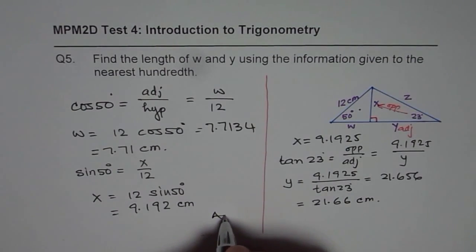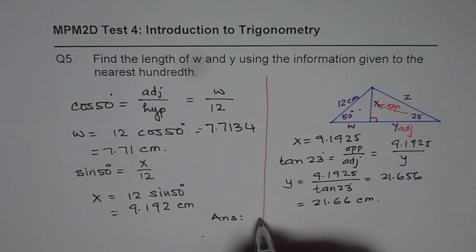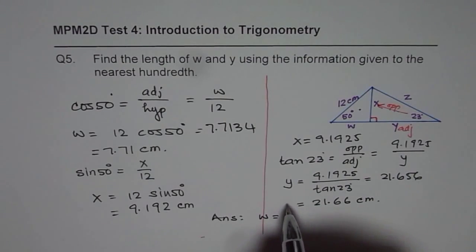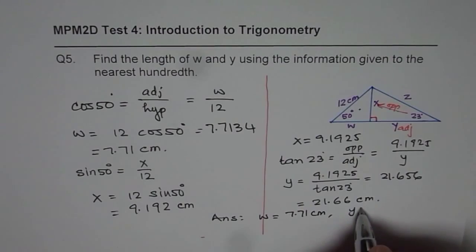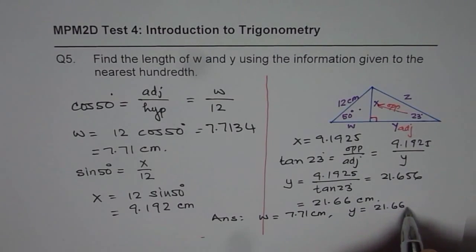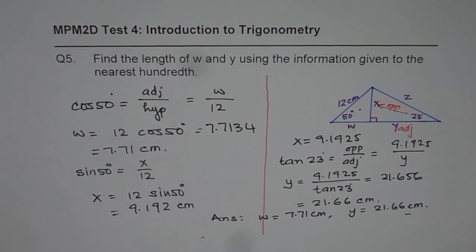So we can write down our answer, and that is W is equals to 7.71 centimeters and Y is equals to 21.66 centimeters. Okay, have a good look at it.